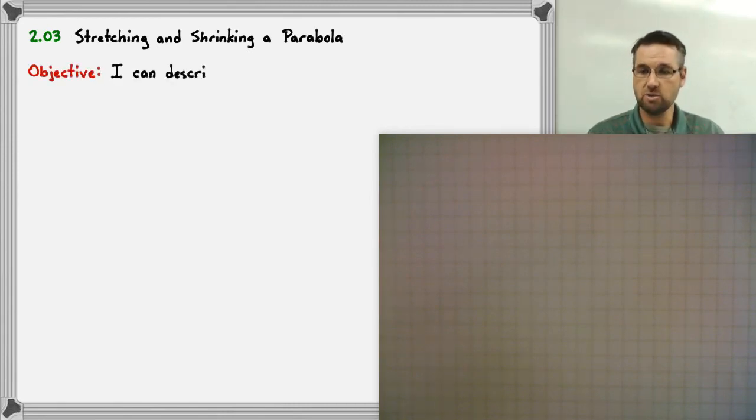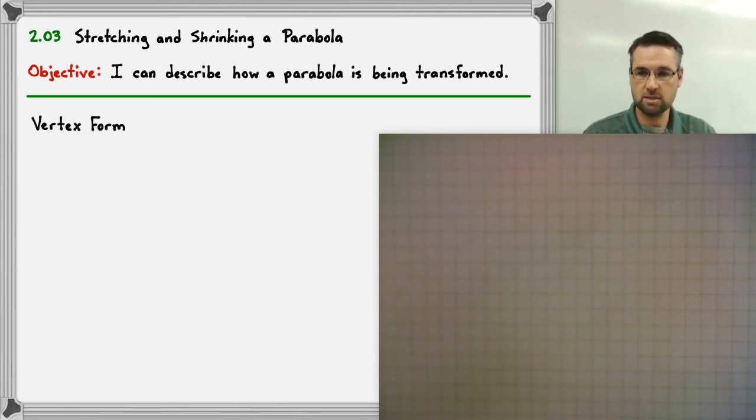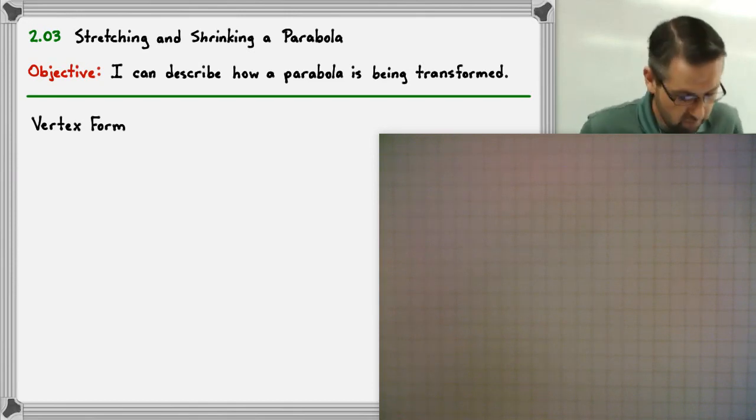So our goal today, our objective, is to be able to describe how a parabola is being transformed. And so basically, there's going to be three major things that you're going to say to describe a transformed parabola from the parent function. Number one is the parabola reflected. Number two is the parabola stretched or shrunk. And number three is the parabola translated. So you already know number one and number three. We're going to focus on number two today. But before we do that, let's talk about a quick review of vertex form.